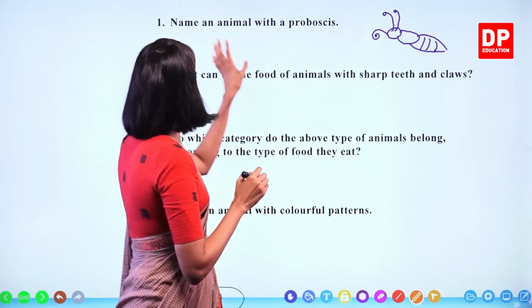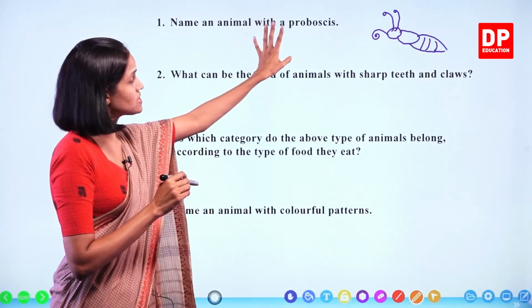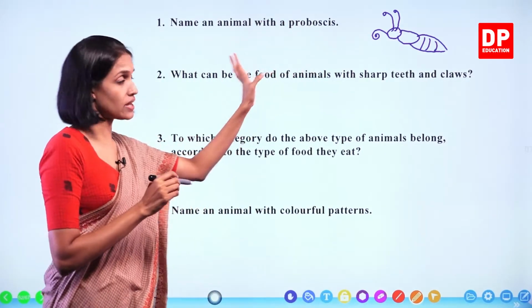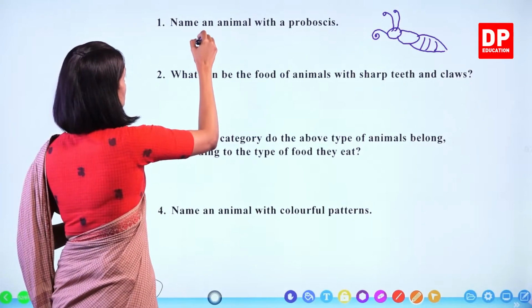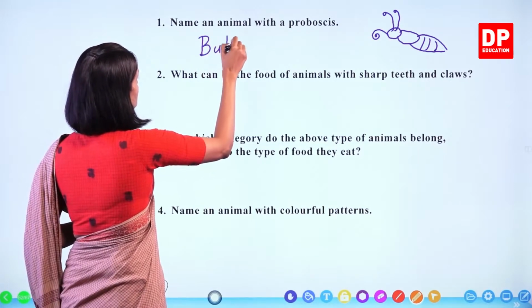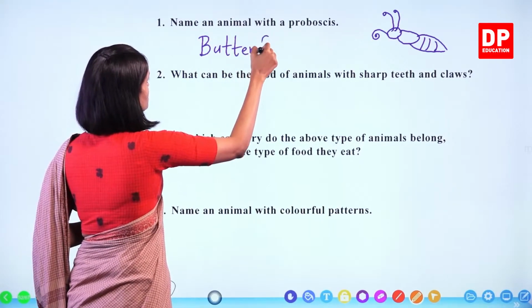Okay? So name an animal with a proboscis. Example, butterfly, moths, right? We'll write butterfly.